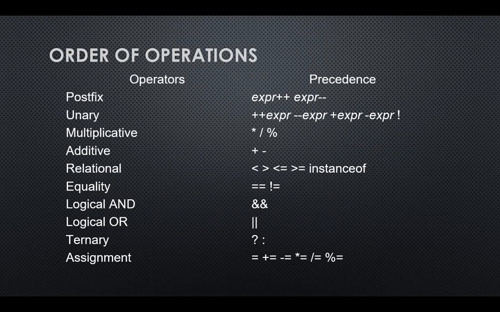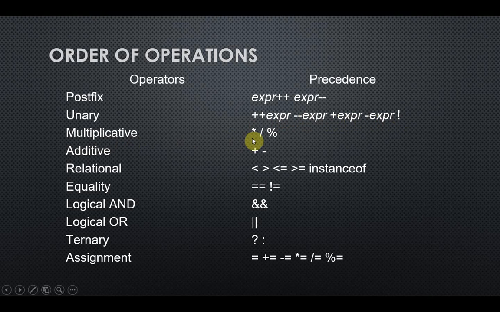So what's the order of operations? Java has a very precise order of operations. The first thing that it evaluates are postfix operators, plus plus and minus minus. Remember I said with pre-increment and post-increment, there are slightly different ways the expressions are evaluated. This is part of the order of operations. After our postfix operators, then come the rest of our unary operators. That's the prefix increment, prefix decrement, the unary positive and the unary negative, and the not.